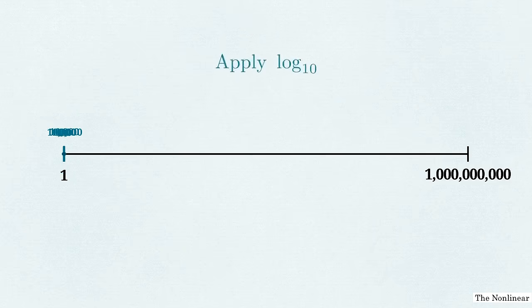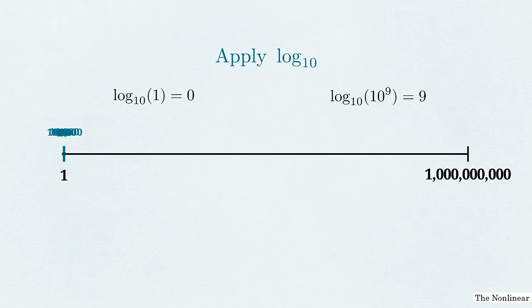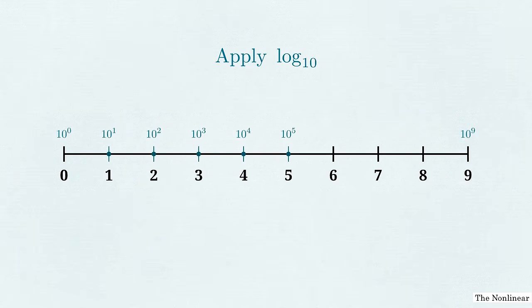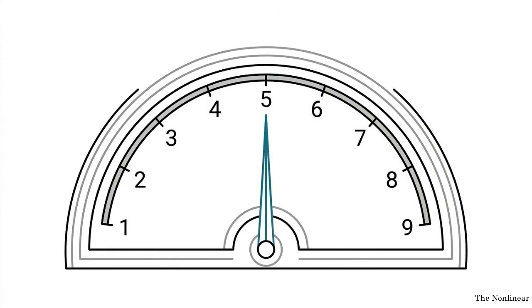But apply a base 10 logarithm to every number, and the scale transforms. This operation collapses the billion-fold range into a 9-step scale. Every number is now evenly spaced, comparable, and human-sized. Logarithms are a translation tool. They make incomprehensibly large universal ranges legible to the human mind by focusing on the magnitude rather than raw value.